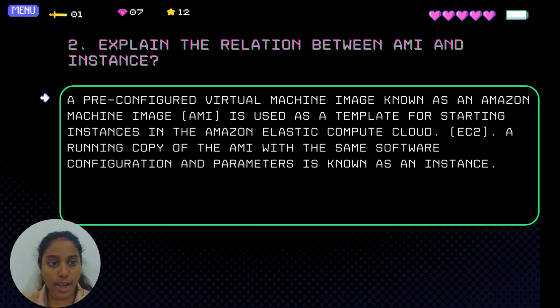Question 2 is explain the relation between AMI and instance. A pre-configured virtual machine image known as an Amazon Machine Image is used as a template for starting instances in the Amazon Elastic Compute Cloud, which is known as EC2. A running copy of the AMI with the same software configuration and parameters is known as an instance.